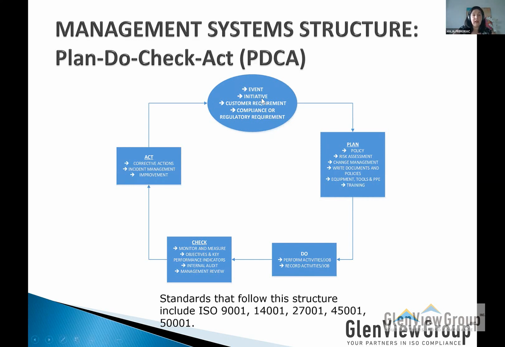The first thing that happens is that we have a management commitment. We have the initiative, right? Or we have the customer requirement, or a compliance or regulatory requirement that initiates the action. In this case, we have COVID-19 and the pandemic, it's an event. So these would be the primary input into the planning process, right?